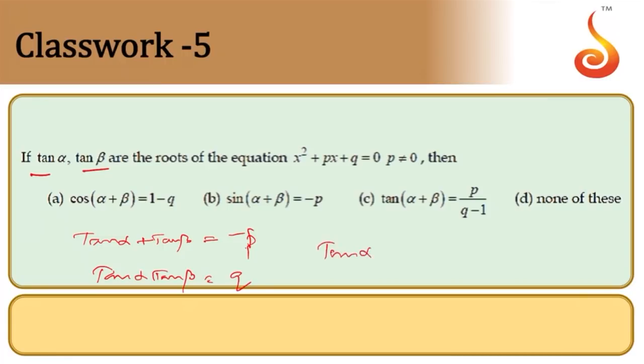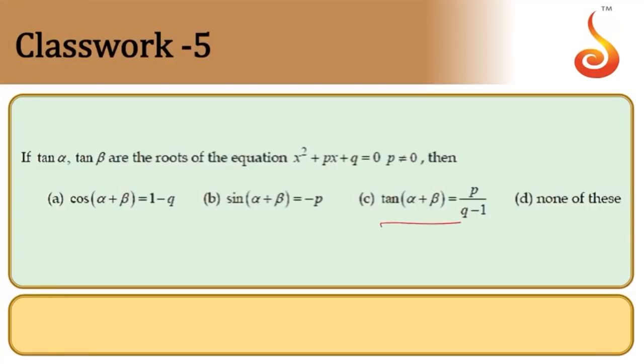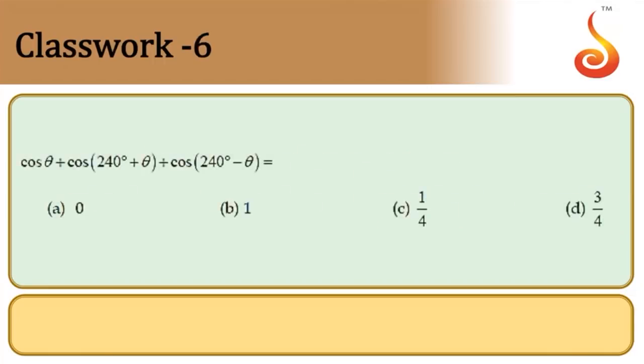So we know tan of alpha plus beta can be written as tan alpha plus tan beta, which is minus b, divided by 1 minus tan alpha tan beta, which is q. So definitely the answer is p divided by q minus 1. Clear? Yes. We shall proceed to question number 6.